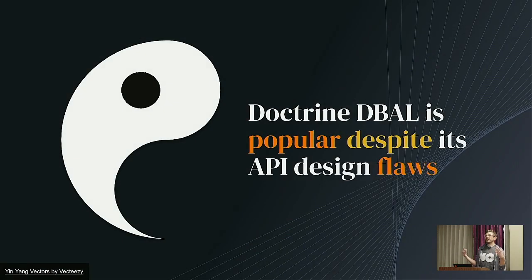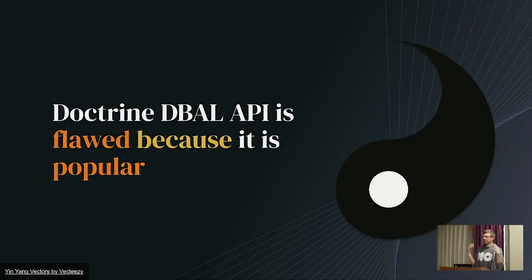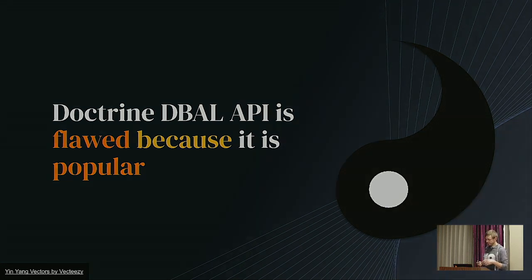The most obvious answer to that is that, well, it's good enough. It solves many different problems well. It enables people. People are mostly happy, and what I have just shown are really corner cases or edge cases that have workarounds. So it's popular despite its API flaws. The other less obvious observation is that Doctrine DBAL is flawed because it's popular. And I will need to elaborate on that a little bit.